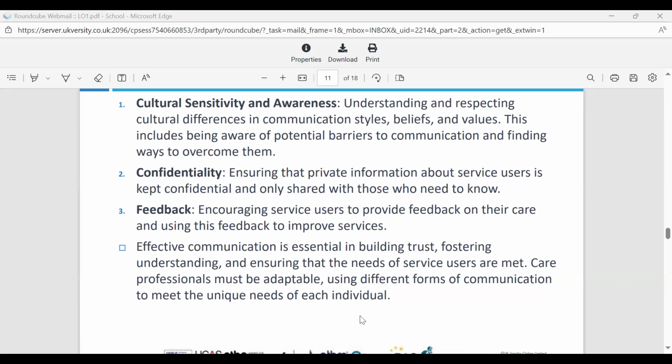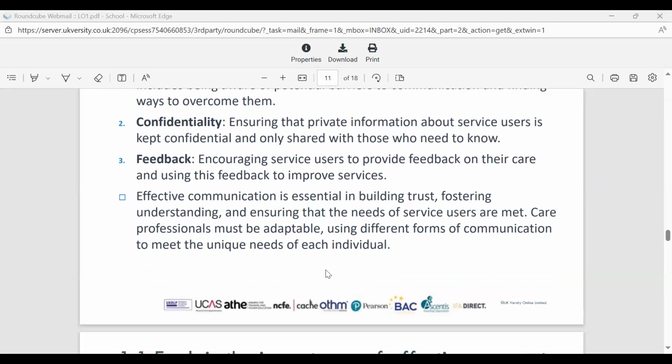Feedback, encouraging service users to provide feedback. What would service users or patients give you feedback on? What do you think they could give you feedback on, Nancy? For what they're going through, or if they are recovering, or how they feel. Could they give feedback on how to improve the service? Yes.